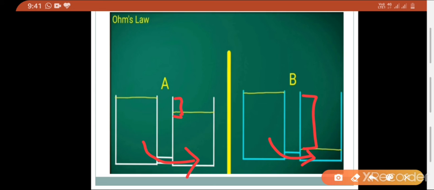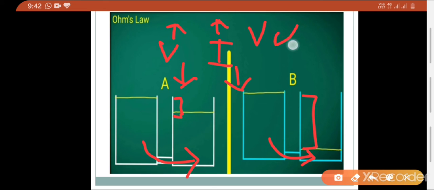Or we can write V. If V will increase, I will also increase. That is, here the level of water is increased, and the flow of water from one container to the second container will also increase. And if V will decrease, I will also decrease. So this is the relation between V and I, or we can write here V is directly proportional to I.